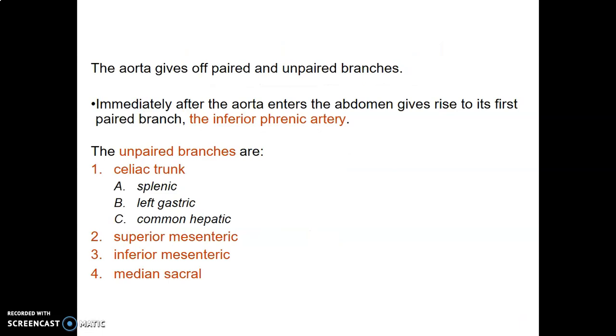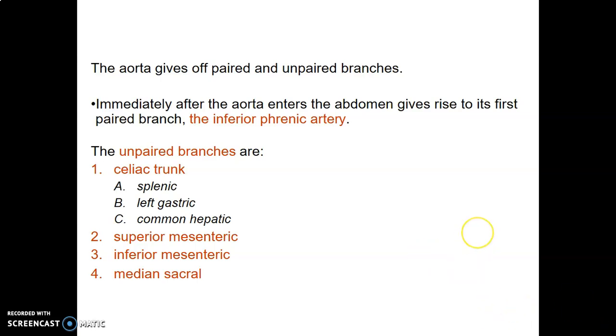So the aorta usually gives paired branches and unpaired branches. Paired means you're giving both to the right and the left side. So immediately after it enters the abdomen via the aortic hiatus at T12, it gives the first branch. And the first branch is inferior phrenic artery that will supply the diaphragm and also supply the suprarenal glands.